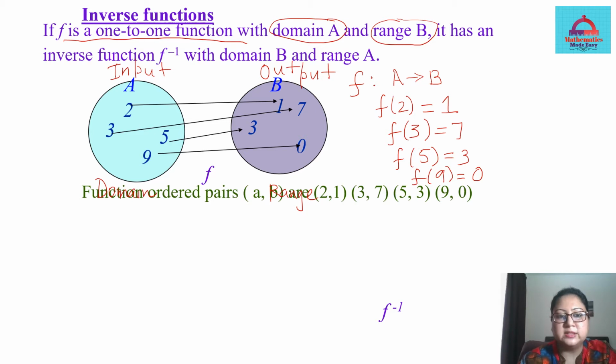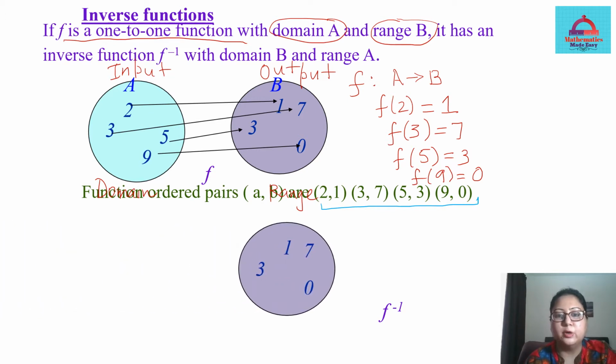You can write this function in the form of ordered pairs also. In the form of ordered pairs, the function can be written as (a, b): (2, 1), (3, 7), (5, 3) and (9, 0). Now this is the given function and we know that it is one-to-one. So let's define now the inverse.